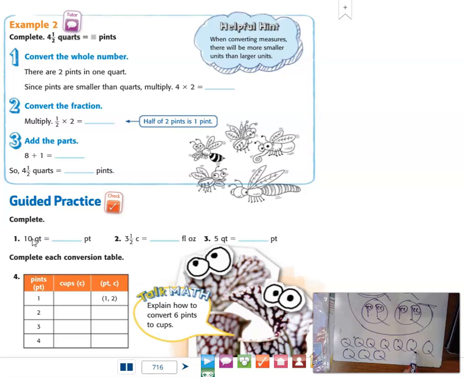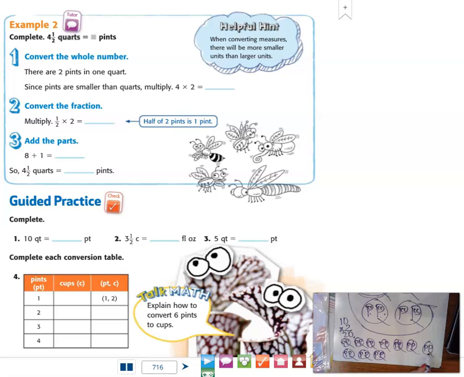10 Qs, and according to my picture, each Q has 2 P's in it, so I can visualize it that way. Or I can just do, okay, I've got 10 quarts, and I know each quart has 2 pints in it. 10 times 2 is going to give me 20. Or if it's easier for you to go ahead and draw them out, please by all means do that.